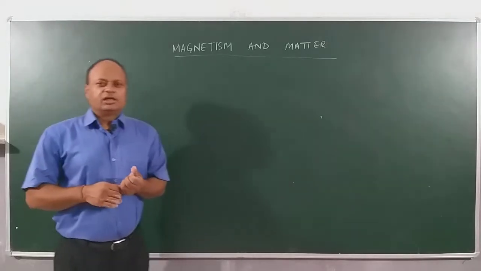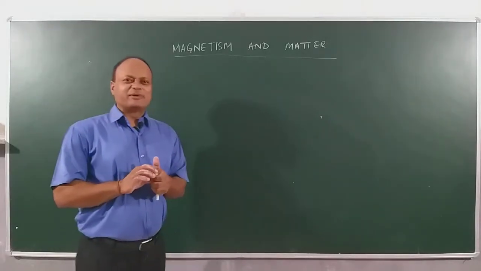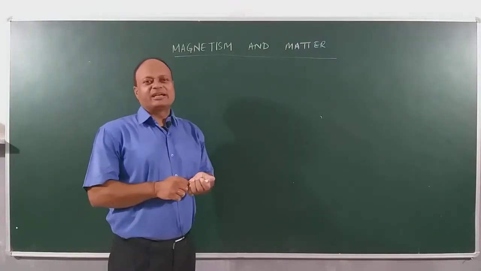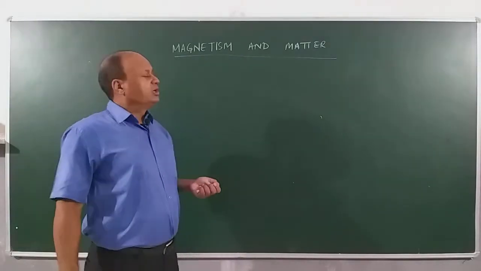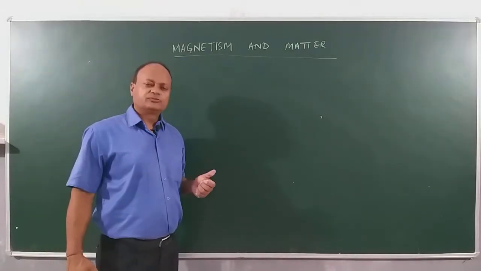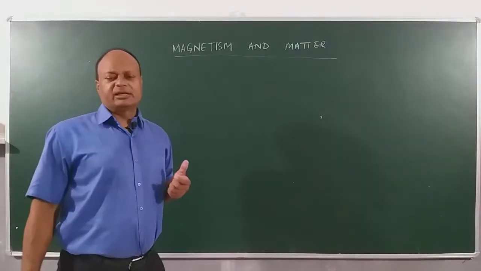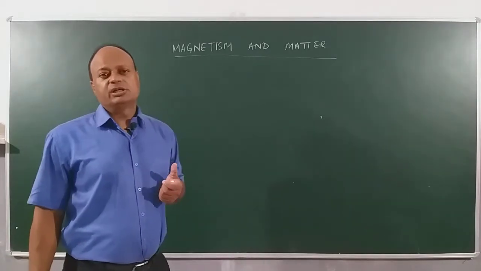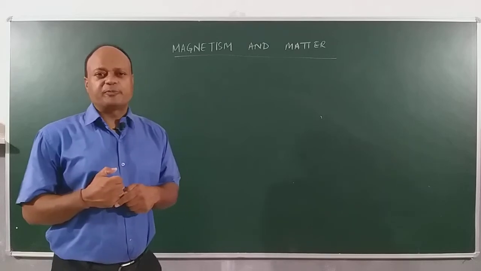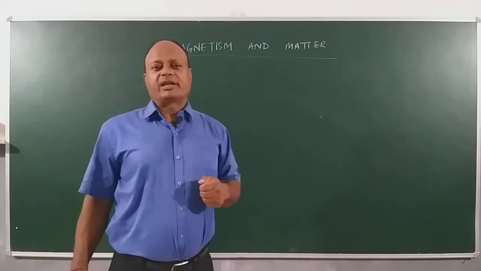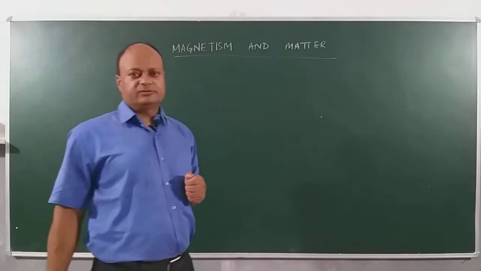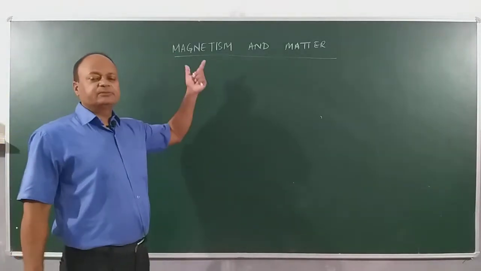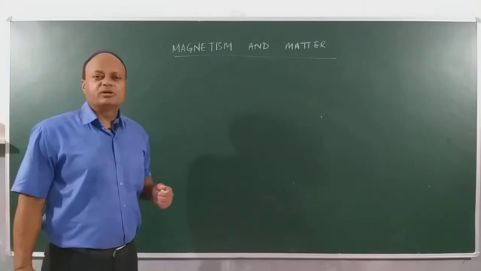Hello children, today we are going to start a new chapter, Magnetism and Matter, and in this chapter we are going to discuss magnetism first. What is magnetism? Magnetism is a property due to which a substance has a natural property to attract other objects toward itself, right? And all such objects which are exhibiting magnetism are called magnets.